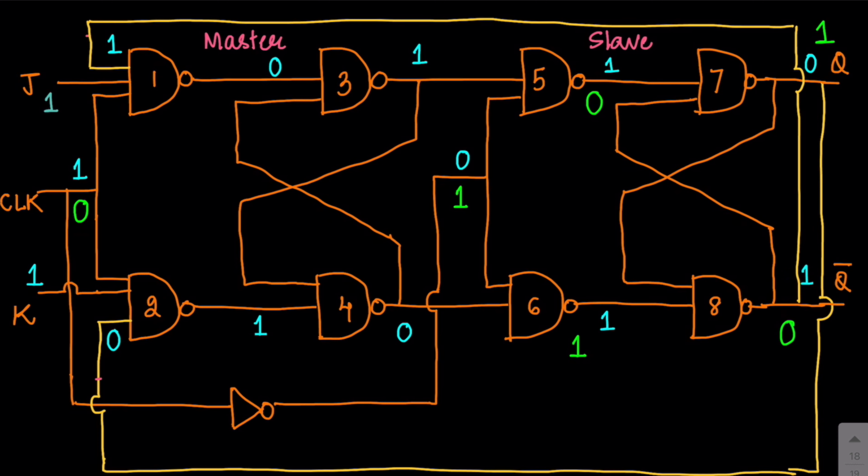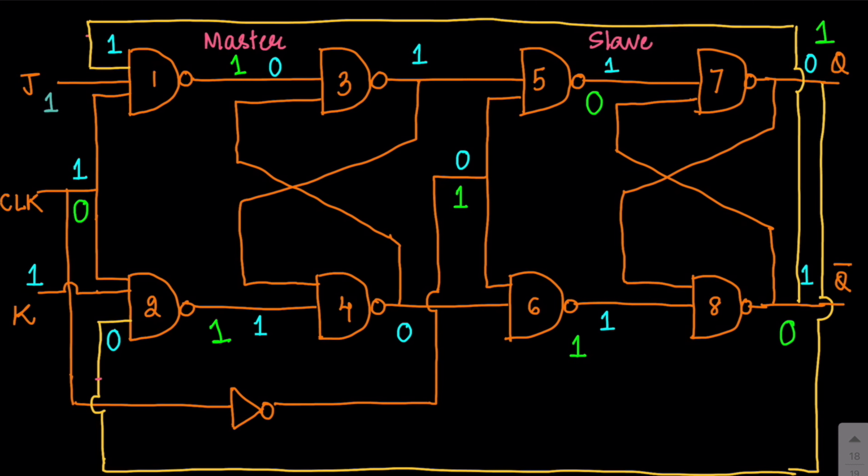So to get the effect at the main output, we want the slave to be active. And for the slave to be active, we need to wait for the clock to become 0. Now let's imagine the clock becomes 0. So now we are looking at the green entries. When the clock becomes 0, let's first see what happens at the master side. Because this clock is 0, the output of the first NAND gate will now be fixed at 1, and the output of the second NAND gate will also be fixed at 1.